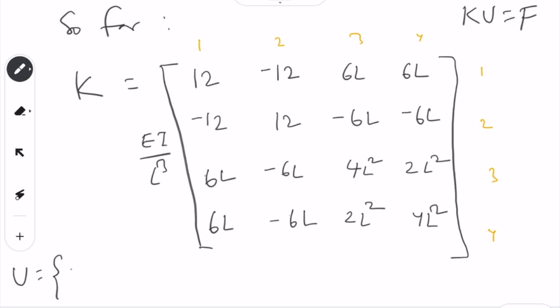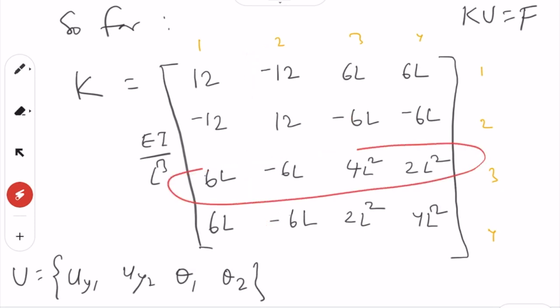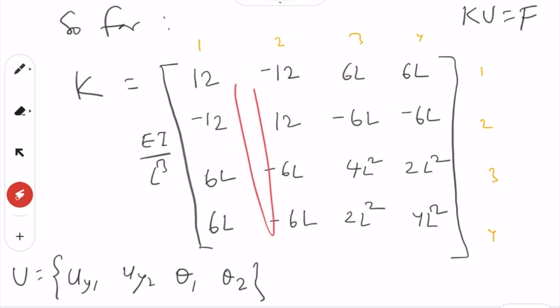u y1, u y2, theta 1 and theta 2. Remember, u is arranged like this. That's why you have it like this. If u y1 is here and theta 1 goes here, then accordingly the whole row should go there. So this row you have to make the second row, and this third row will be the second row, and this third column becomes the second column. You have to do that in case you are interchanging this.